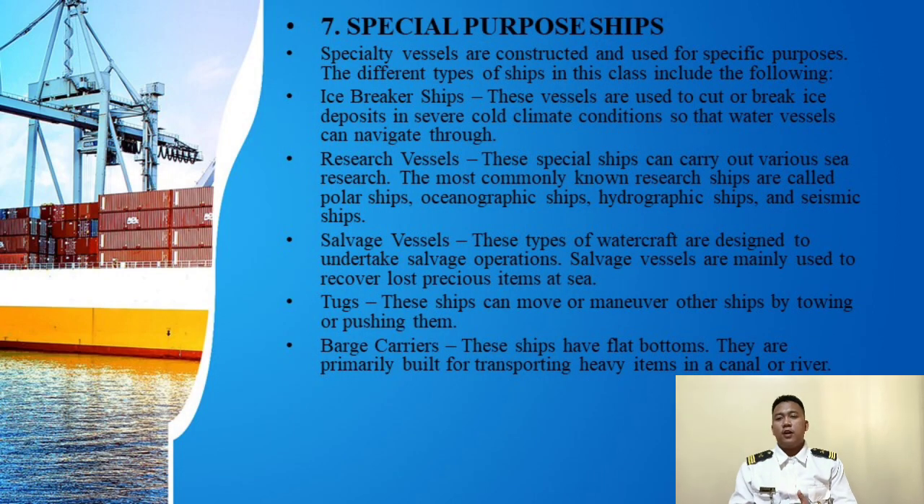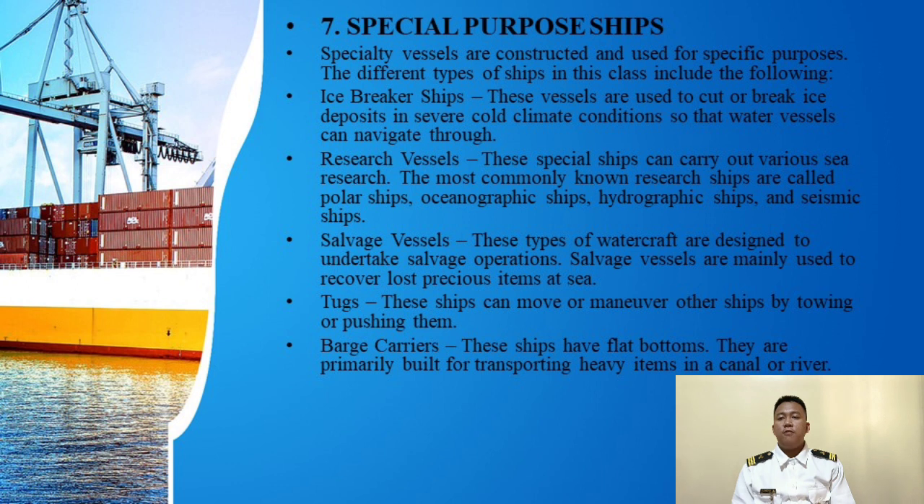And the last one is the special purposes ships. Specialty vessels are contracted and used for specific purposes. The different types of ships in this class include the following. Icebreaker. These vessels are used to cut or break ice deposits in severe cold climate conditions so that other vessels can navigate through. Second is research vessel. These special ships can carry out various kinds of research. The most commonly known research ships are the polar ships, oceanographic ships, hydrographic ships, and seismic ships.